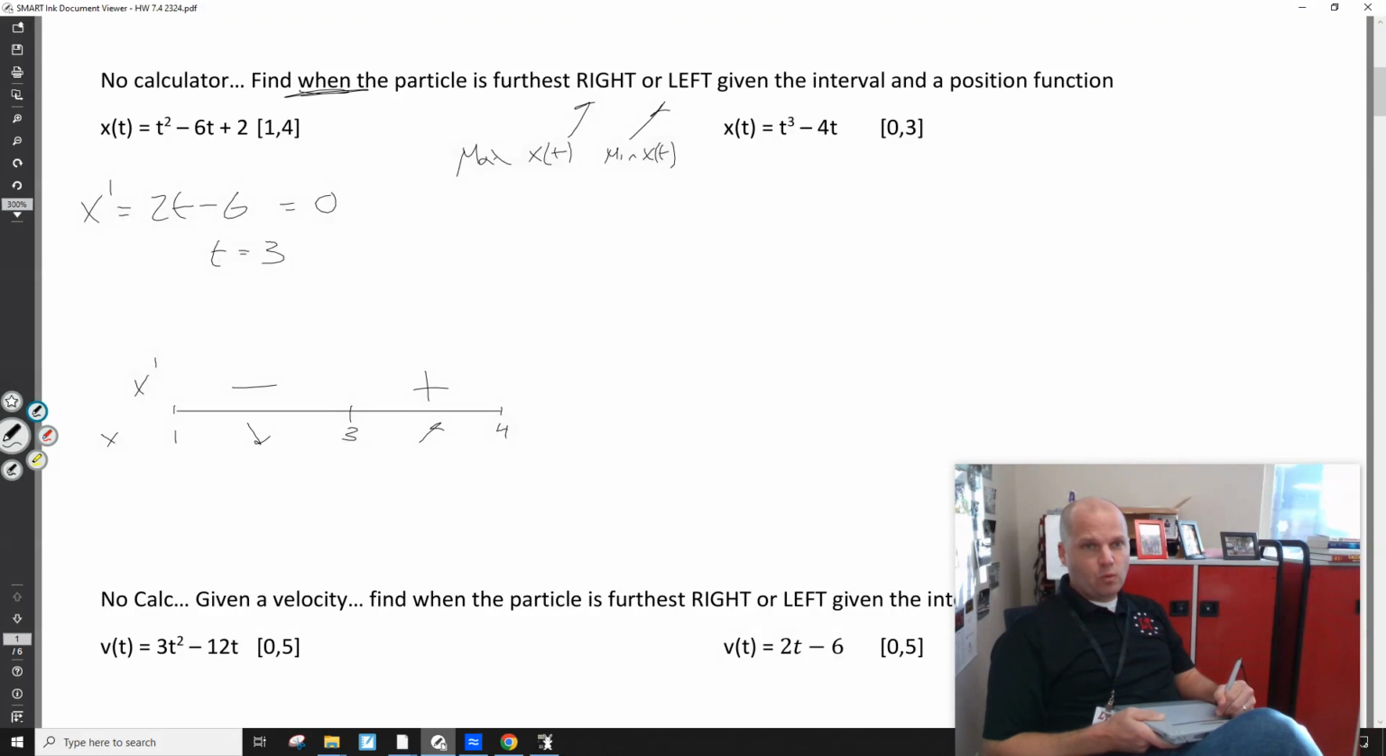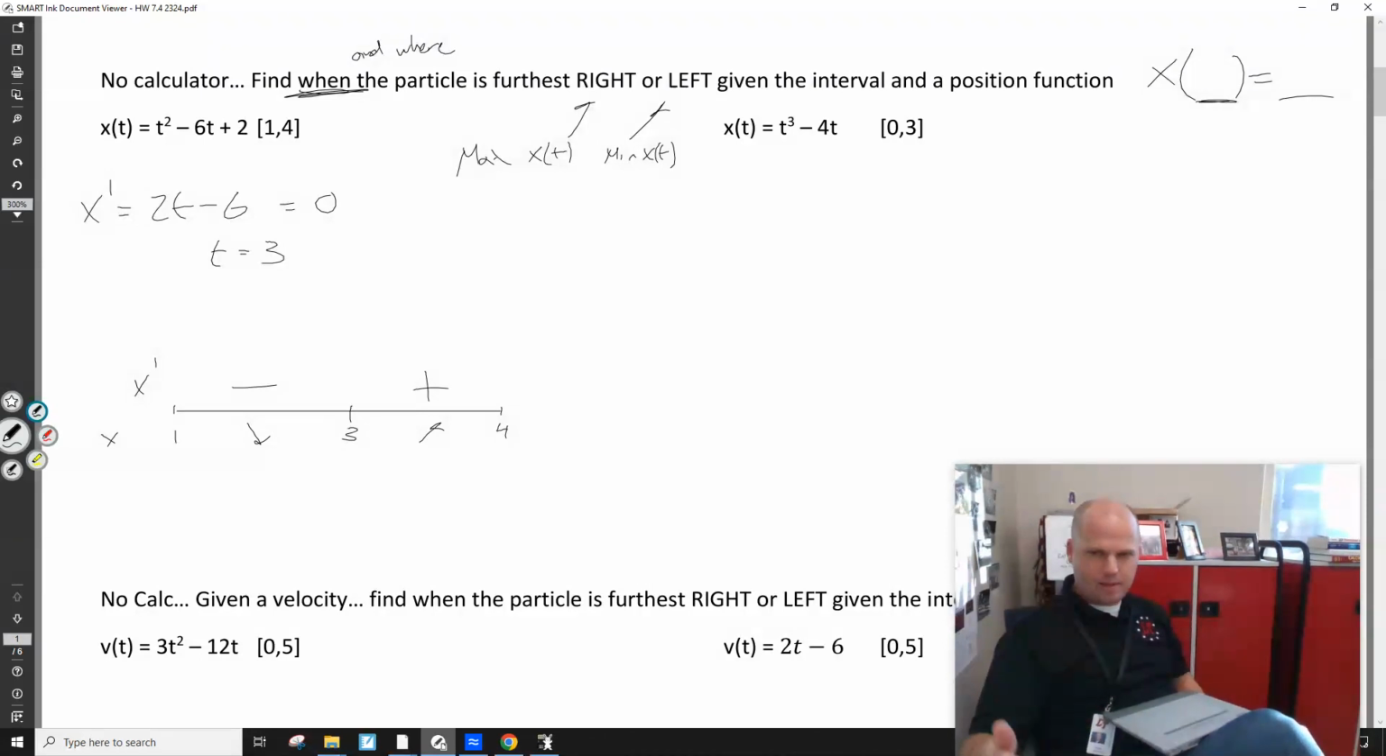And I'm asking you for when, but let's find when and where. So we always want our answers, especially for our test, to be in this form. That way, everything's clear. My position at this time is this, and that's the min. So I know I'm going to have a min at 3.